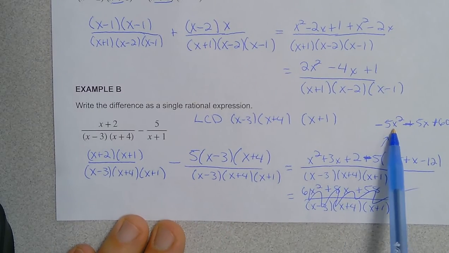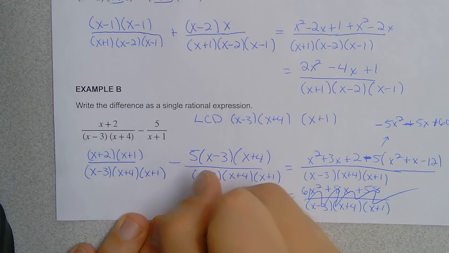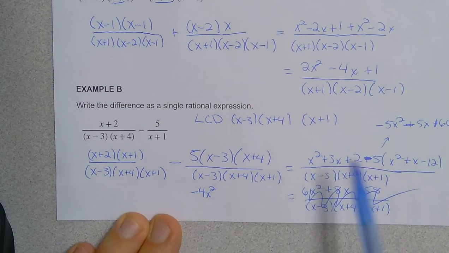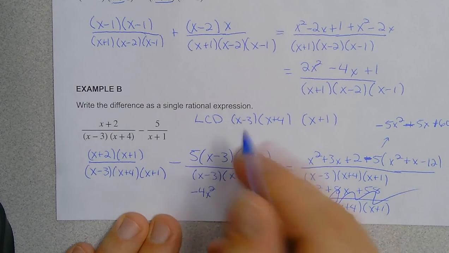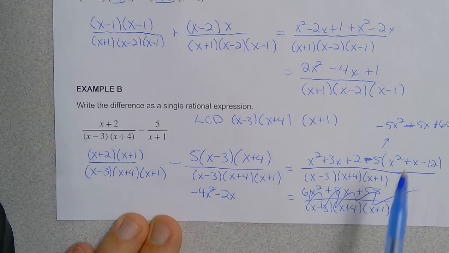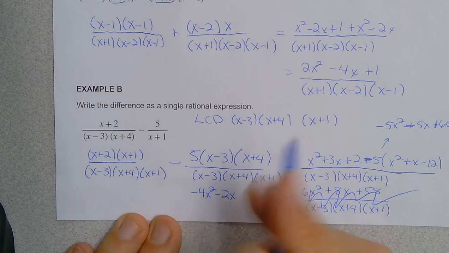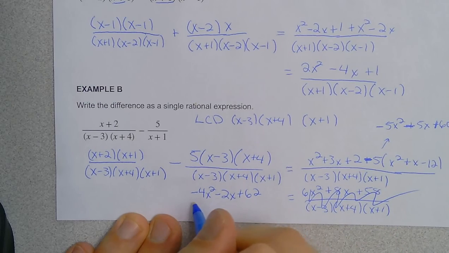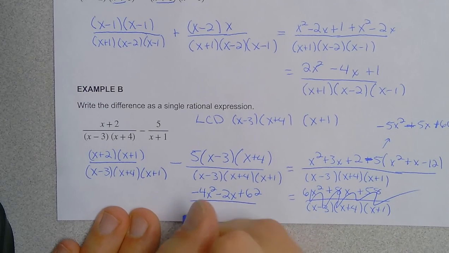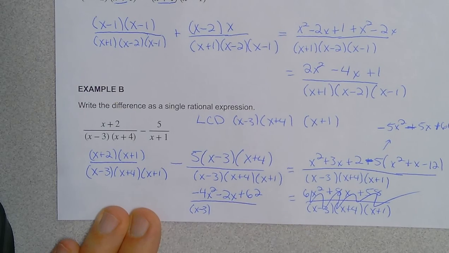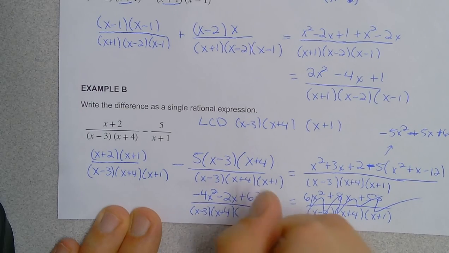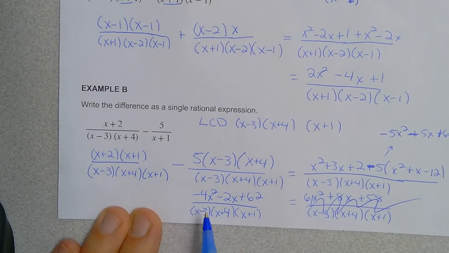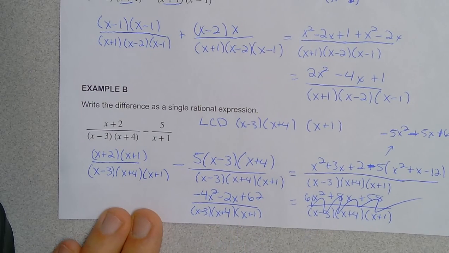And if I have x squared minus 5x squared, that would make in the numerator negative 4x squared. And then also, if I have 3x minus 5x, I would subtract 2x. And then if I keep going here and I have positive 2 plus 60, I would add 62. And then divide by x minus 3 times x plus 4 times x plus 1. And obviously with this amount of algebra work, it's easy to make a small math error.